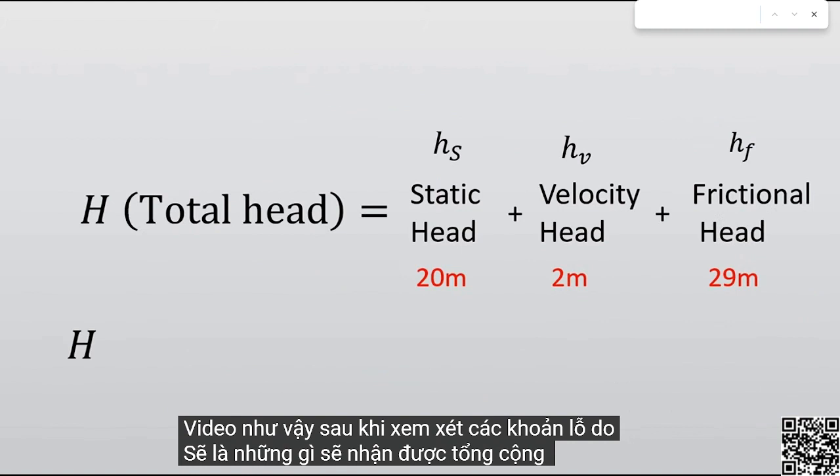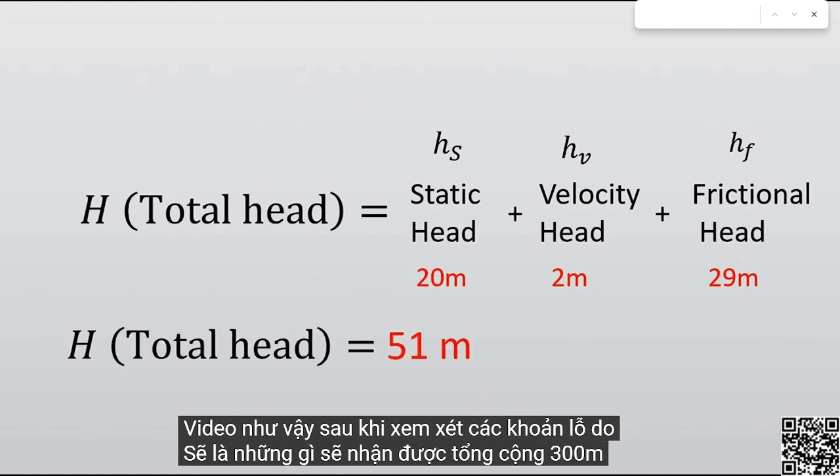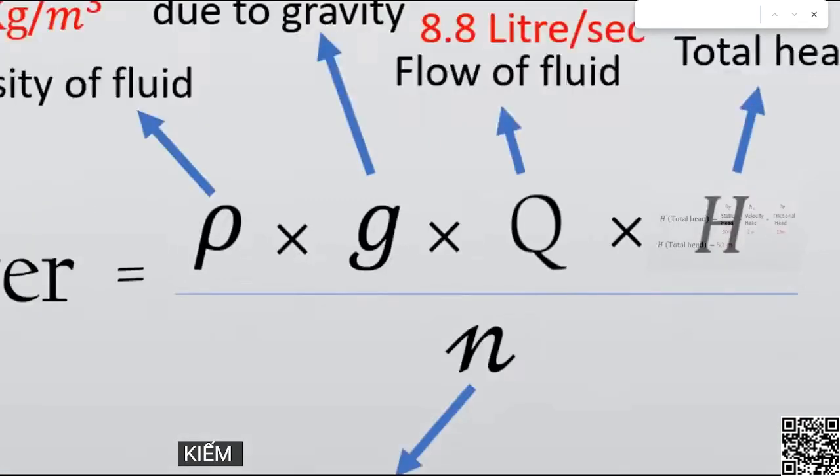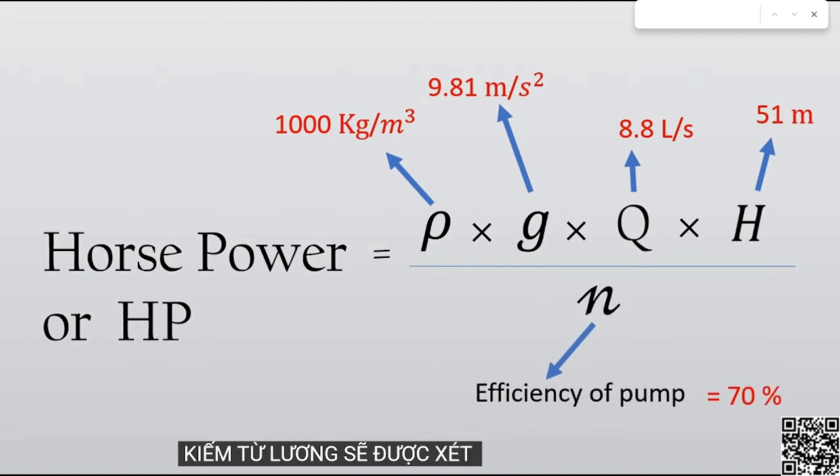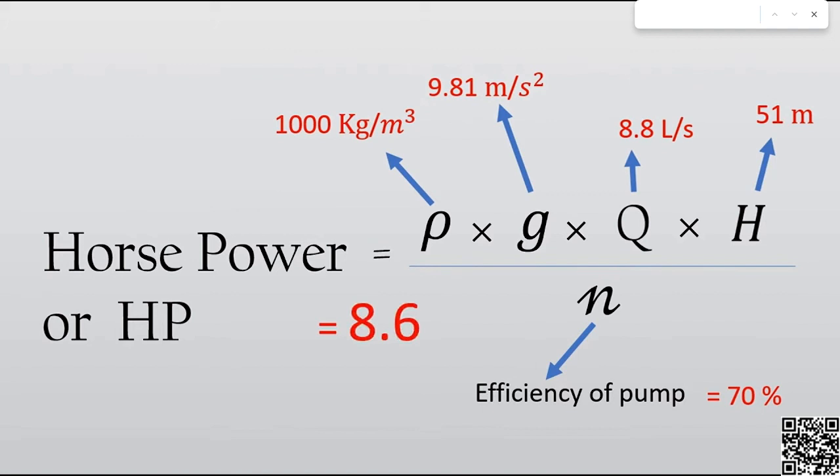So total head will be 51 meter. Efficiency of the pump can be taken from the pump curve available at a seller. Here we will consider it is 70%. So the HP of the pump will be 8.6 HP. So we will use a pump which is available in the market with HP close to 8.6 on the higher side.